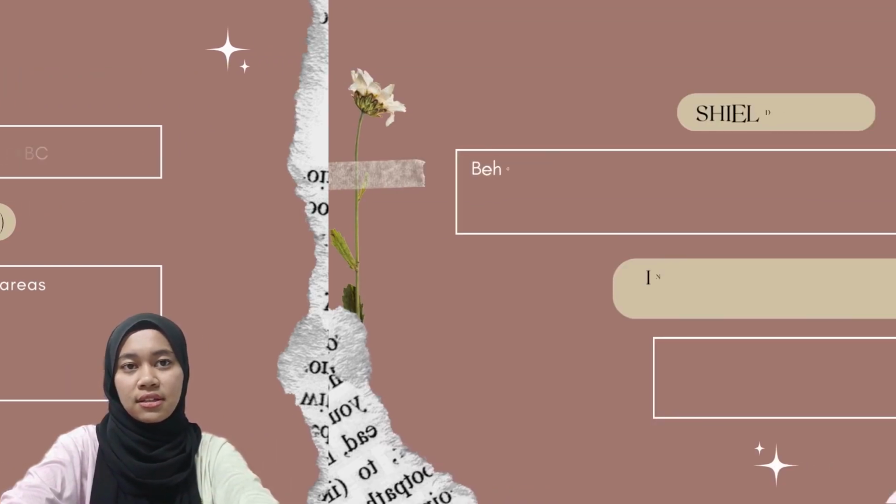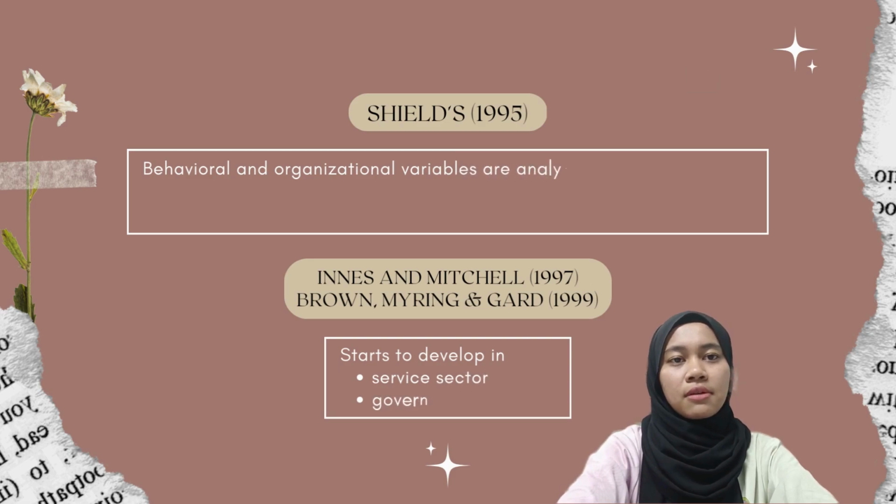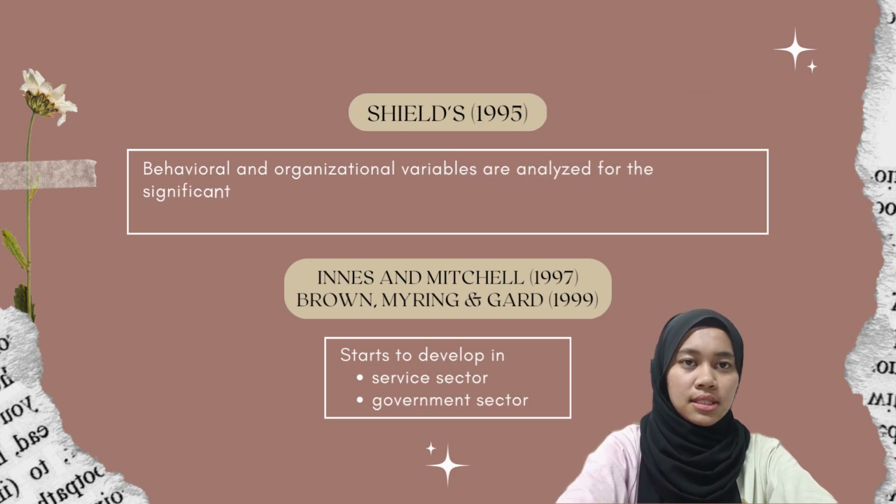Next, according to Shields in 1995, a particular set of behavioral and organizational variables could significantly influence ABC success. Technical variables do not justify the level of success.